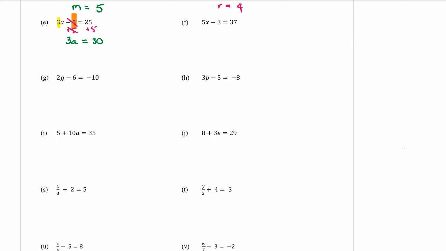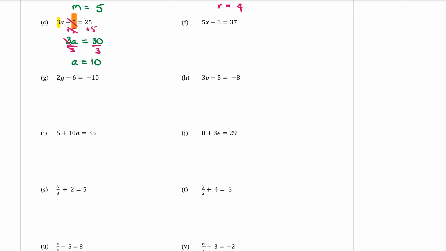Next step is to get rid of that 3. It is times with the a. So we want to divide, doing the opposite. Cancel them off. a is by itself. 30 divided by 3 is 10.